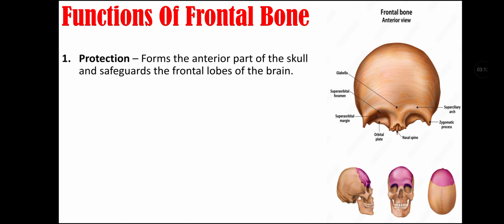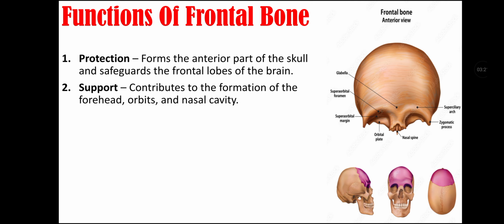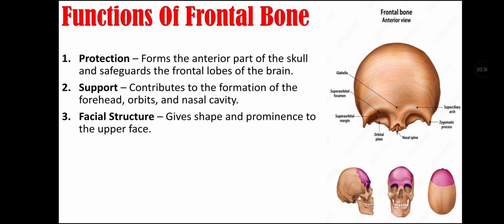Functions of frontal bone include first is protection, as it forms the anterior part of skull and safeguards the frontal lobes of brain. Second function of frontal bone is support, as it contributes to the formation of forehead, orbits and nasal cavity. Third function is facial structure, as the frontal bone gives shape and prominence to the upper face area.